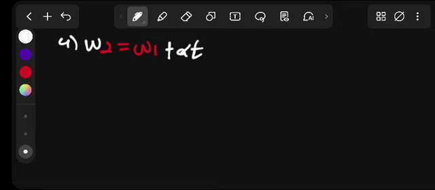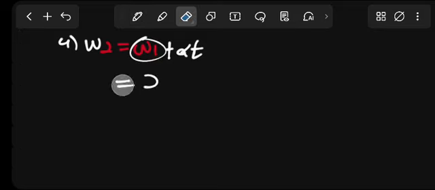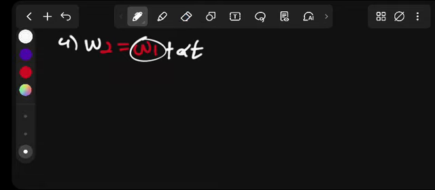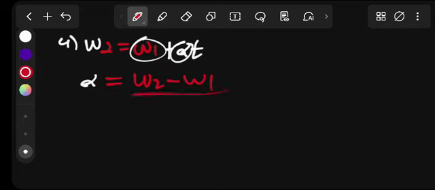All right, so this is at what? Initially it will be 0. What do I want actually? We want the angular acceleration. If I make angular acceleration the subject, I'll have this to be ω2 minus ω1 divided by time. All right.